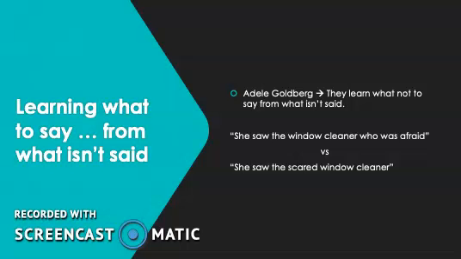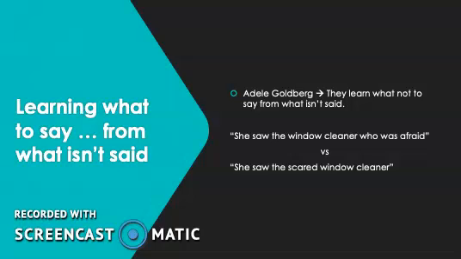Learning what to say from what isn't said. How do children learn what not to say? Adele Goldberg said, "They learn what not to say from what isn't said." Children learn grammar rules, such as where a noun and a direct object should be, by hearing them. In this example sentence, she saw the window cleaner who was afraid.